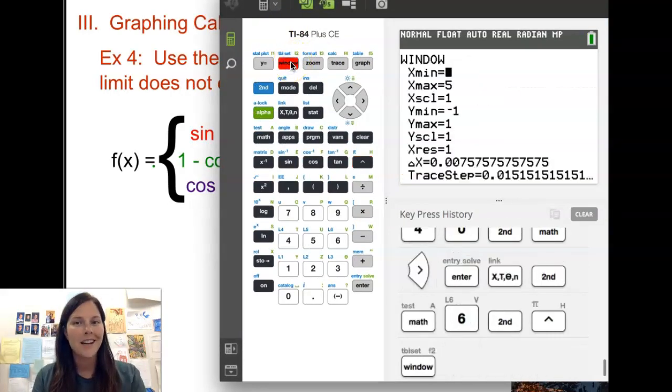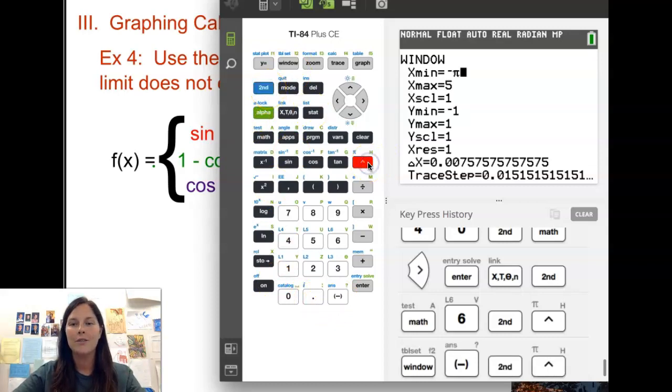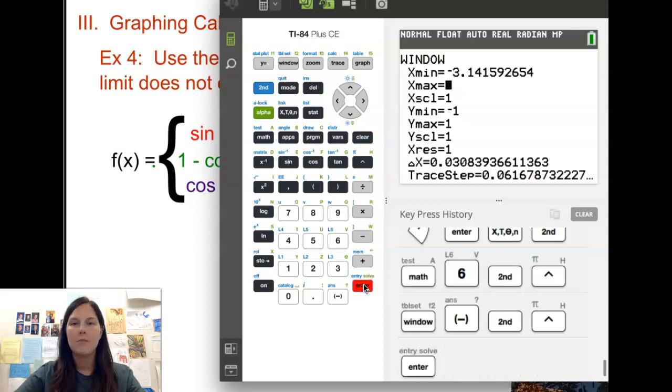My graph is still set from that first example. So the first thing that you always want to do is make sure you have an appropriate window. So we're looking at values for sure from 0 to pi, but then also a little bit smaller and a little bit bigger. So I'm going to go from negative pi, and you can type pi right into your window, so second pi. It automatically changes it to a decimal for you, which is fine. And then I'm going to go to 2 pi.